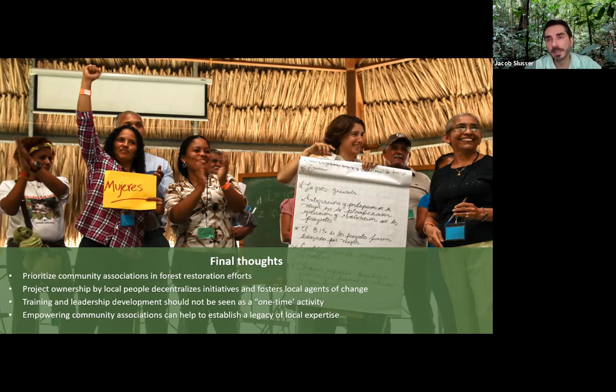And then finally, empowering community associations, like we've seen in this case study, can help to establish this legacy of local expertise and promote a multiplier effect that occurs throughout the landscape long after restoration organizations, NGOs, and these interventions have finished, because essentially the knowledge has become woven into the landscape at that point.